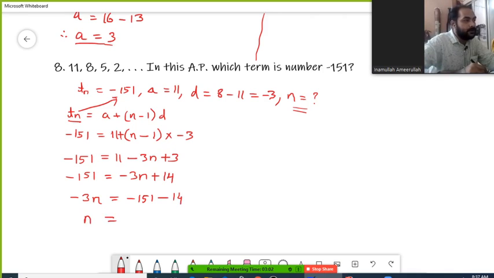So this way n equals, you need to subtract 14 from 151. So when I subtract, 11 minus 4, 7, then we have 4 minus 1, that is 3. So it would be negative 137 upon negative 3. So this way your n is, it is not divisible.